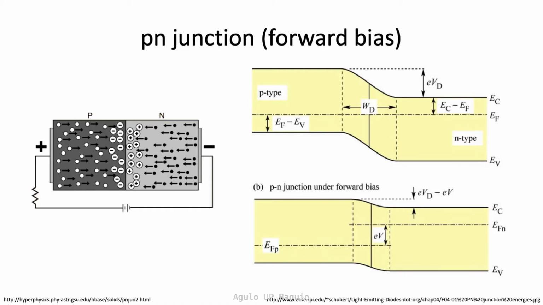The positive terminal repels the holes in the p-type and attracts the electrons on the n-type. This decreases the width of the depletion region and subsequently allows for diffusion across the junction. In terms of the energy band diagram, this is represented by a decrease in the potential EVD by the applied potential EV. The applied potential raises the energy of the n-type region in relation to the p-type region by EV as shown in the figure.